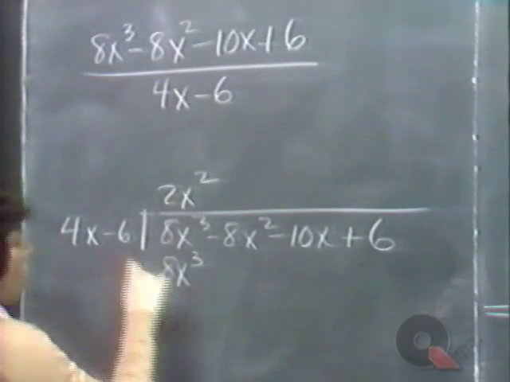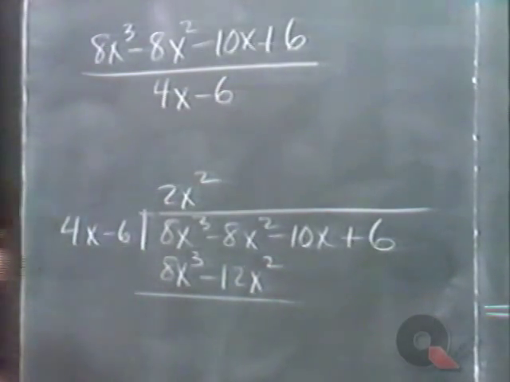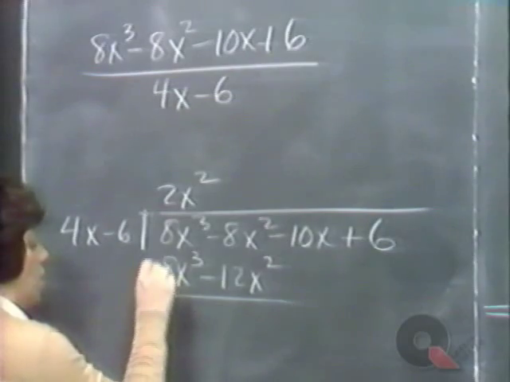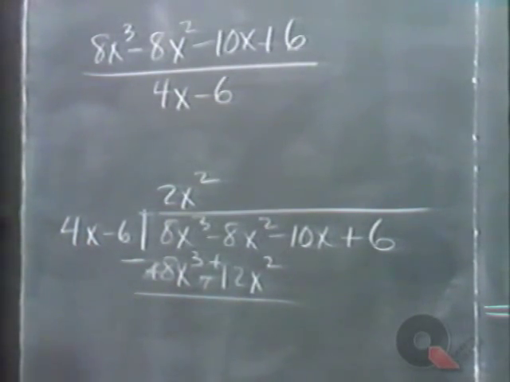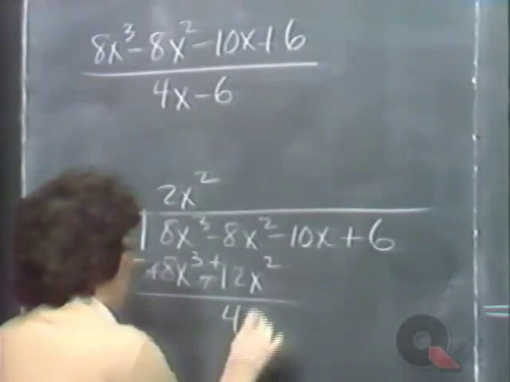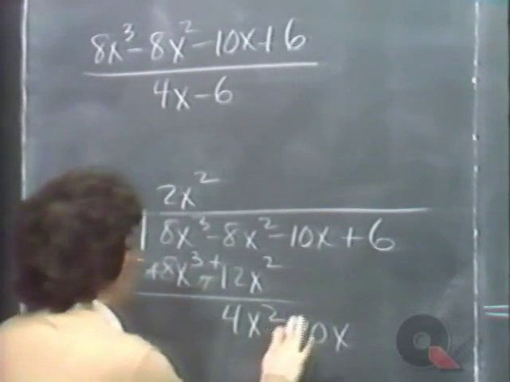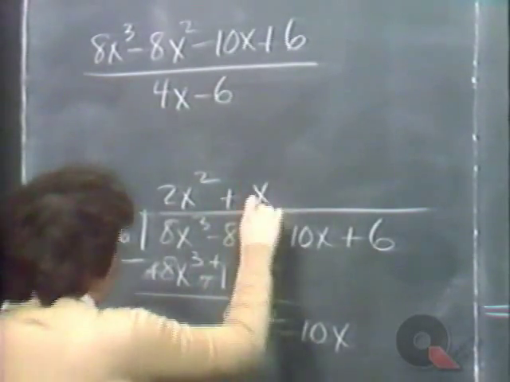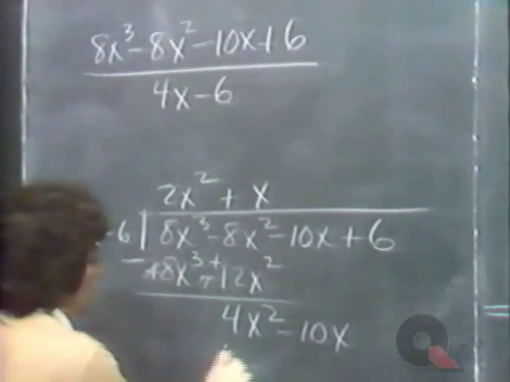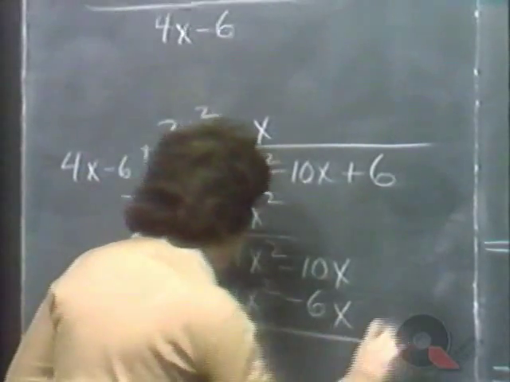And then the 2x squared times the minus 6 gives us minus 12x squared. Which we subtract, we change the signs, and we add. The 8x cubes drop out. The minus 8x squared and the plus 12x squared gives us the 4x squared. Now bring down the minus 10x, the next term. How many times does 4x go into 4x squared? It goes x times. 4x gives us 4x squared. X times minus 6 gives us minus 6x.